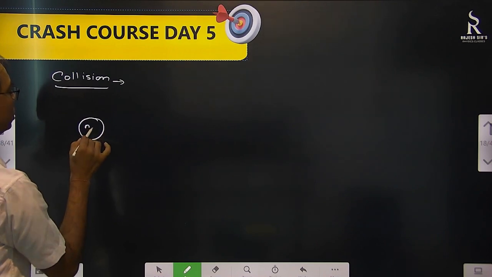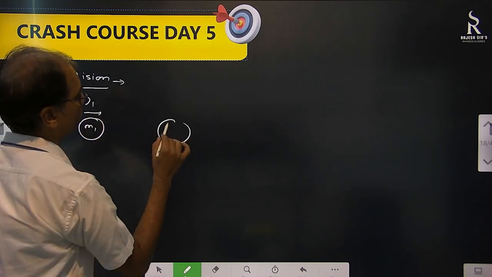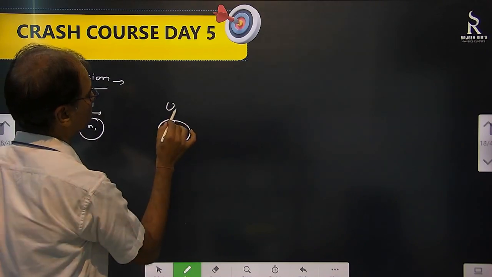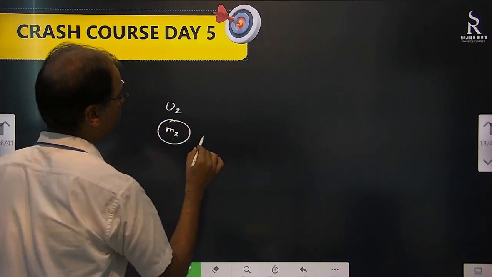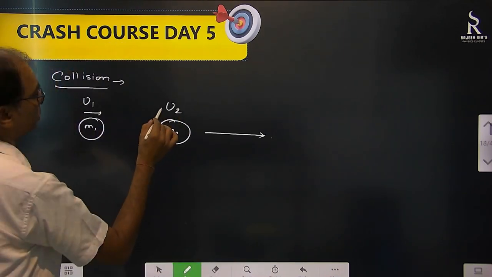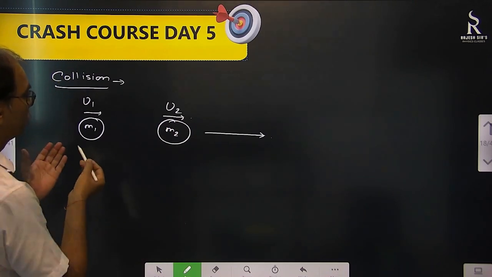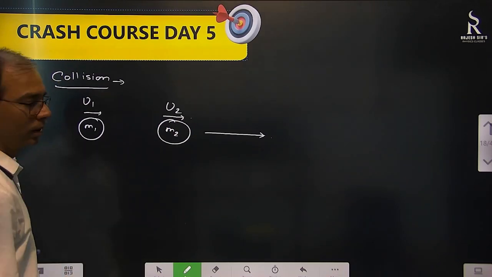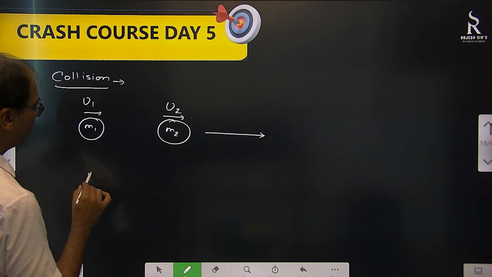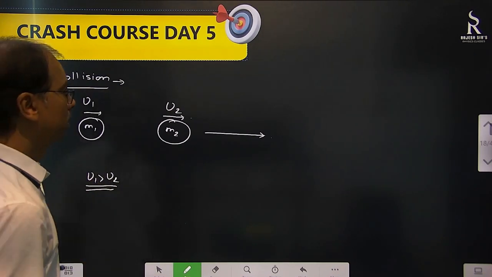Suppose this is m1, velocity u1. This is m2, velocity u2, and they are going to collide. Now collision is possible when? Collision is only possible when u1 is greater than u2. Then only it will collide, because this m1 is behind m2. So collision is only possible if u1 is greater than u2. Correct? Collision happens.